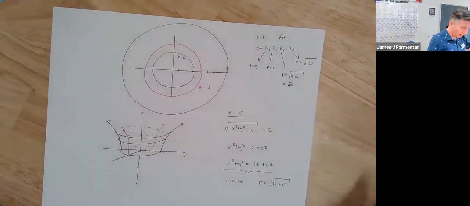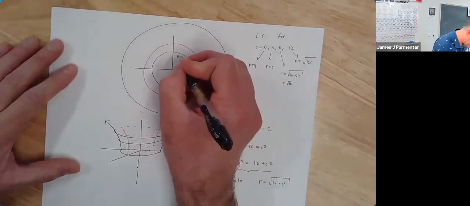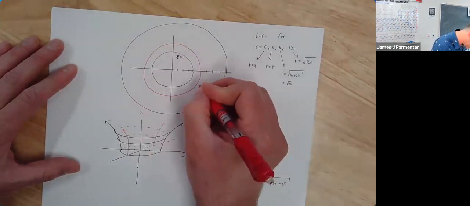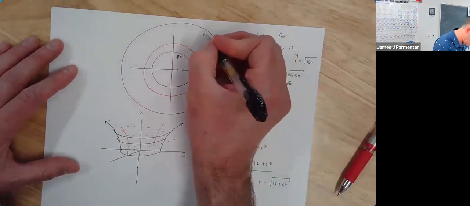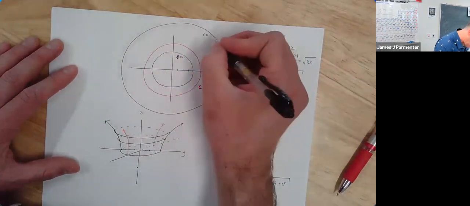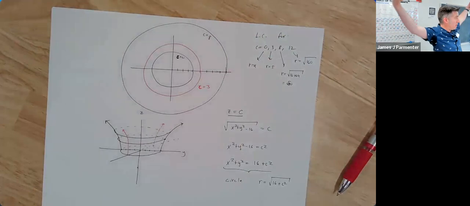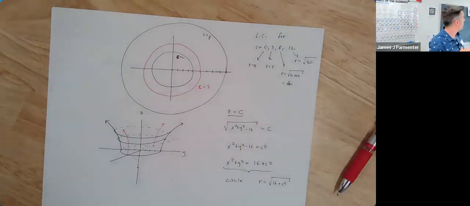You graph all those. And specifically, you would label them. This is when C equals 0. This is when C, we usually say C and not Z, and this is when C equals 8. So you can see that as you get higher and higher, your circles get bigger and bigger and bigger.